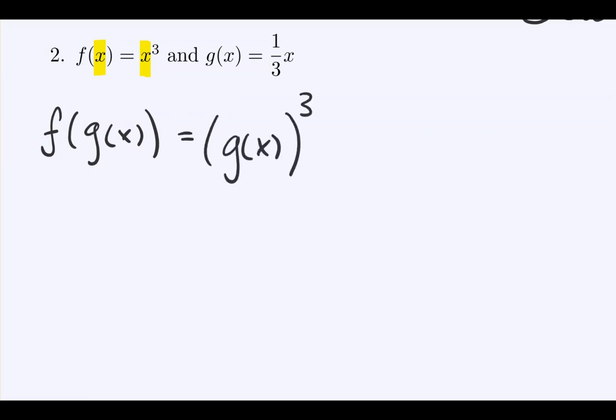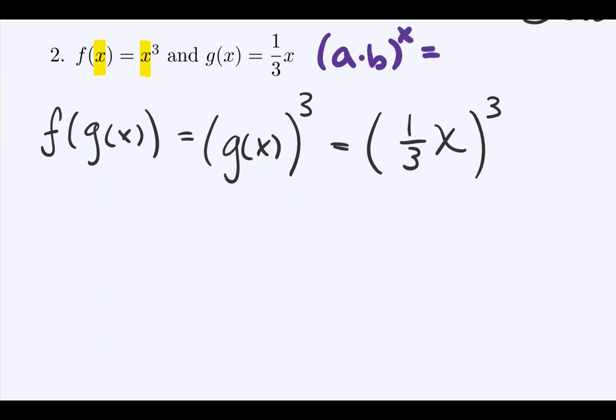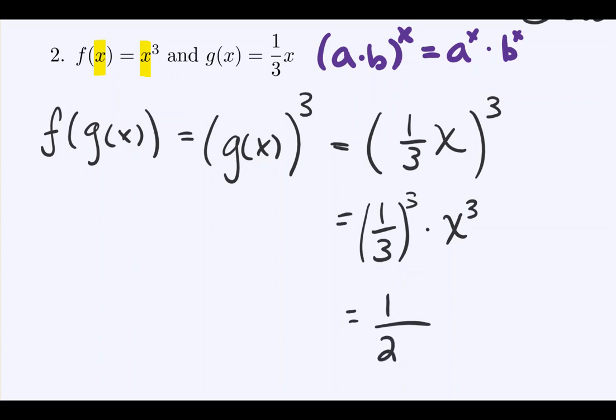But g of x could be expressed as 1/3 x. That's what we're cubing. And here we'll want to remember the algebraic understanding of exponents, where if you've got something times something to an exponent, the exponent goes to each term across multiplication. So the cube goes to the 1/3 and also to the x. So this would be 1/3 cubed times x cubed. Now 1/3 cubed is the same as 1/27 x cubed.